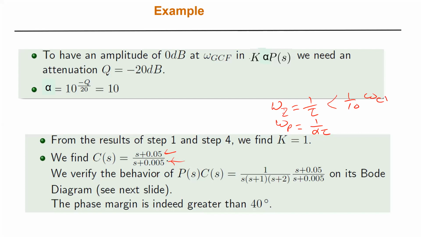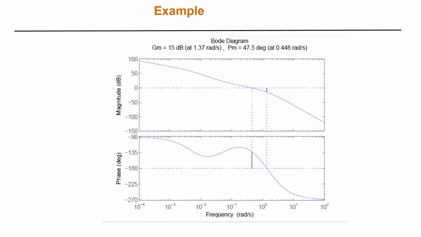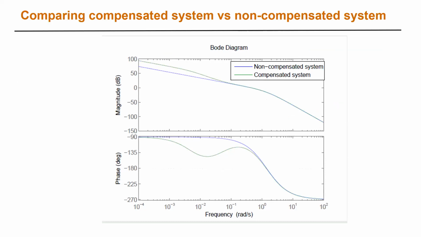Okay, so basically, this is what I'm going to have. This is the compensator and the system together. Now let me put the compensated and the uncompensated system together and see the difference. The compensated is the green and the uncompensated is the blue.